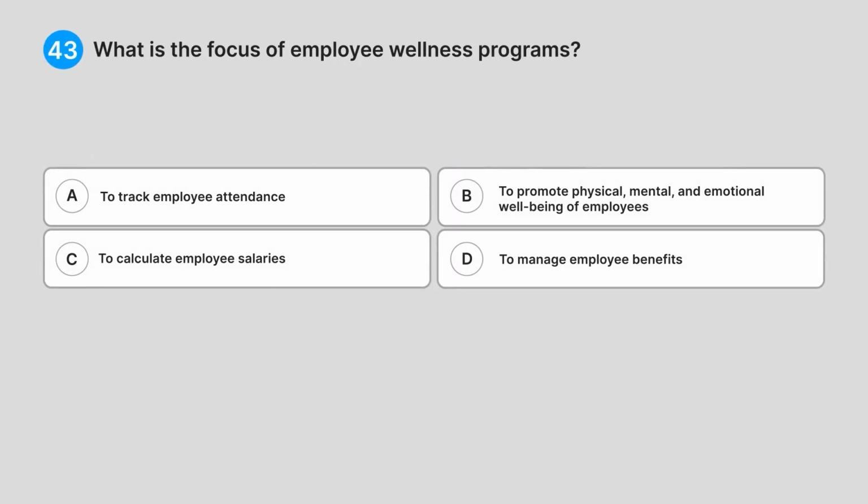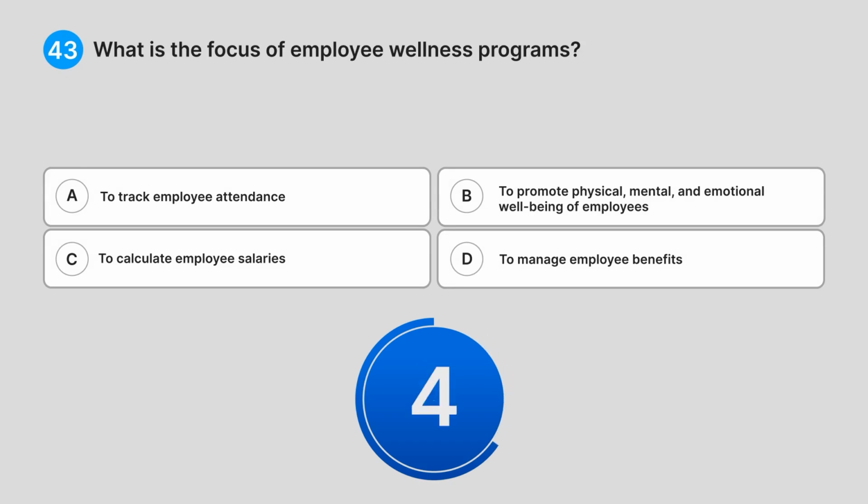43. What is the focus of employee wellness programs? A. To track employee attendance. B. To promote physical, mental, and emotional well-being of employees. C. To calculate employee salaries. D. To manage employee benefits. Can you guess the answer?